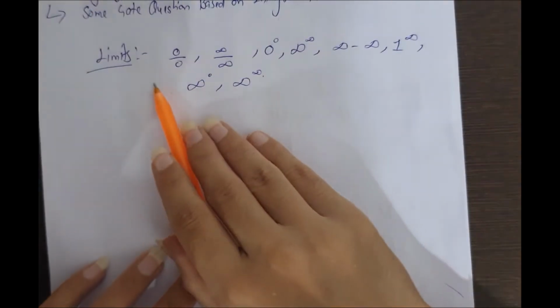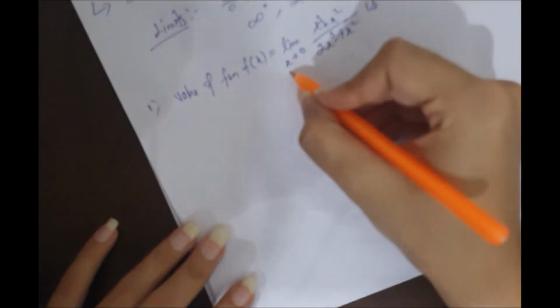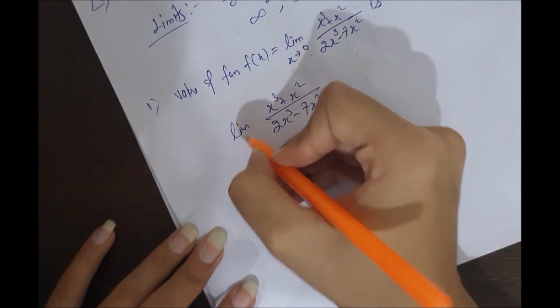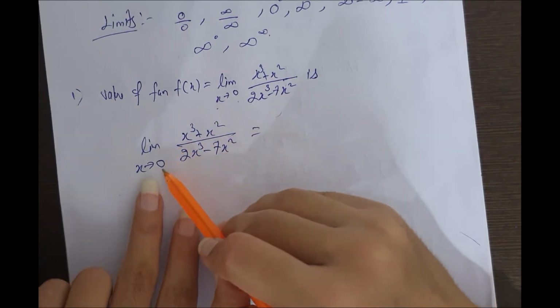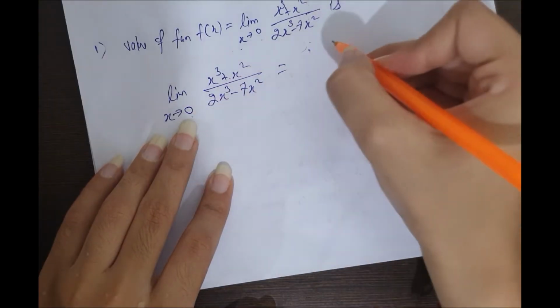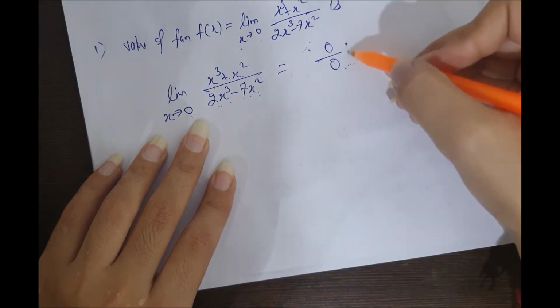So first topic, limits. First question, value of this function. As you can see, its limit is approaching 0. So to solve this, we have to put in this limit. It means 0, 2 into 0 minus 7 into 0. Now it comes out to be 0 by 0.